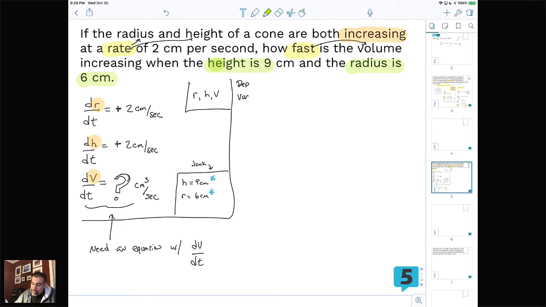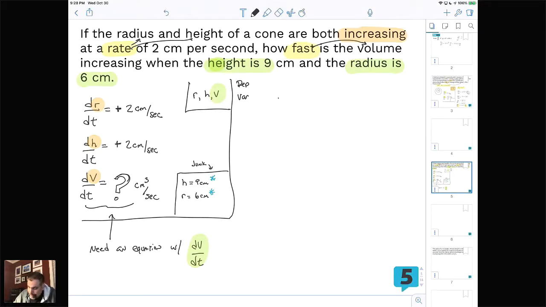I now change the question from "give me an equation with dv over dt in it" to "can you give me an equation with v in it?" Because if we have an equation with v, since we know how to differentiate, we can manufacture an equation with dv over dt. So what equations do we know that deal with volume, radius, and height of a cone?